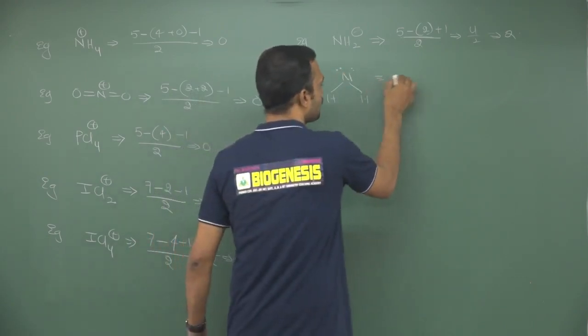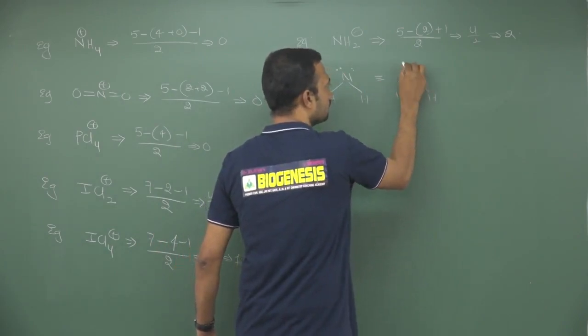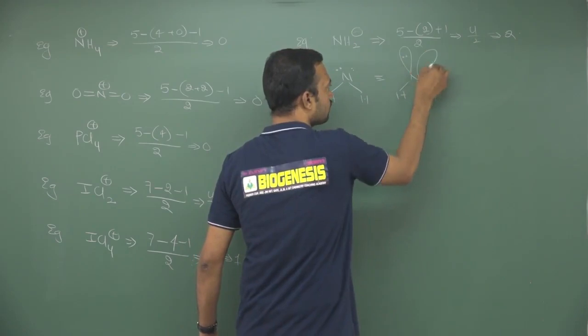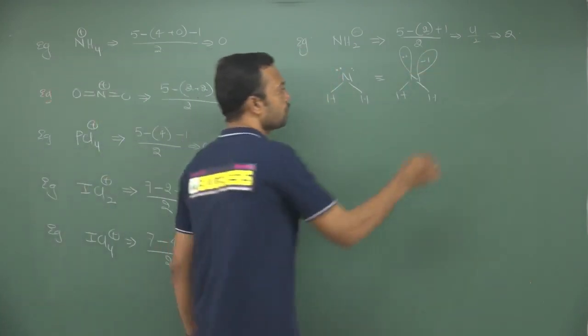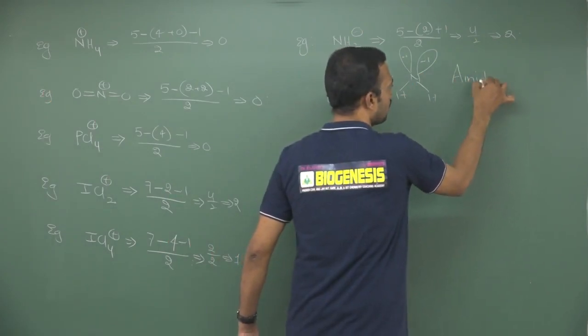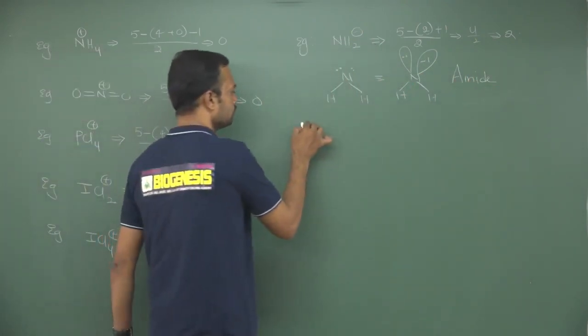Otherwise we can also write it like this. Here nitrogen carries 2 hydrogens, and here it will carry 1 lone pair and the other will be a negative charge. This is called amide. NH2 minus is known as amide. Amide has 2 lone pairs of electrons.